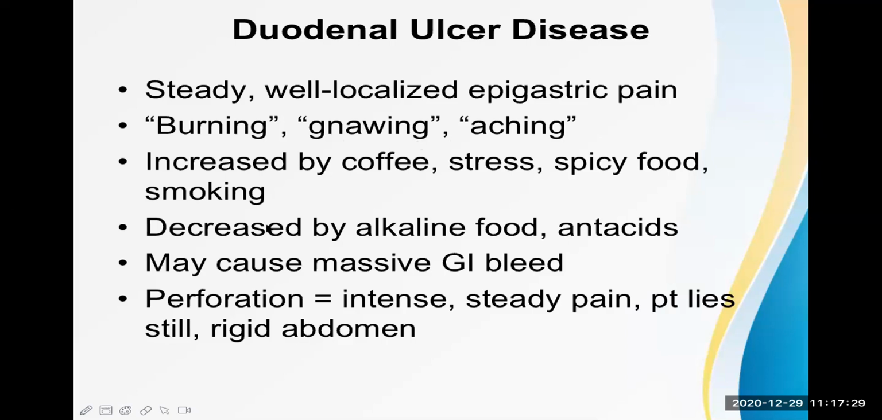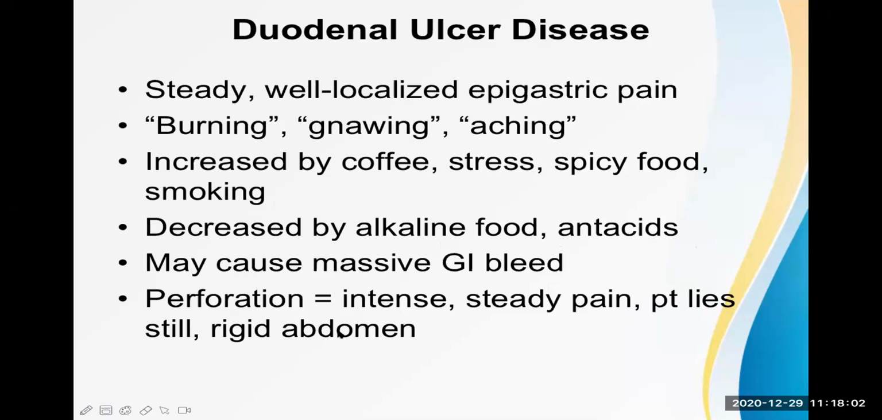The pain in case of duodenal ulcer is increased by taking coffee during the stressful situation, by taking the spicy food, and by smoking as well, because all of these are associated with increased acid output, and hydrochloric acid is the main culprit here. It is decreased by alkaline food and antacid, okay, because it neutralizes the acid. It may cause massive GI bleed, there's no doubt about it. It is a very important cause of upper GI hemorrhage.